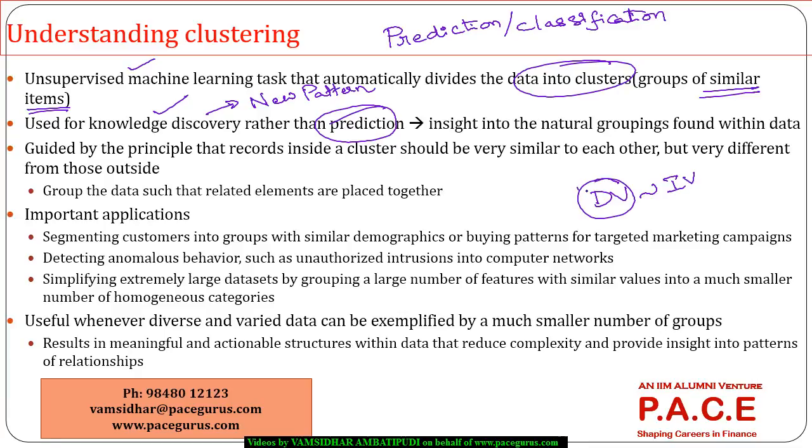Because there is nothing called a dependent variable, there is no relationship between the dependent and the independent here. All the variables are taken together, and depending on how close they are or how farther they are from each other, they are grouped into the appropriate category. So we are trying to form natural grouping rather than looking at the groups of the dependent variables. We are trying to see the natural groupings within the data, right?